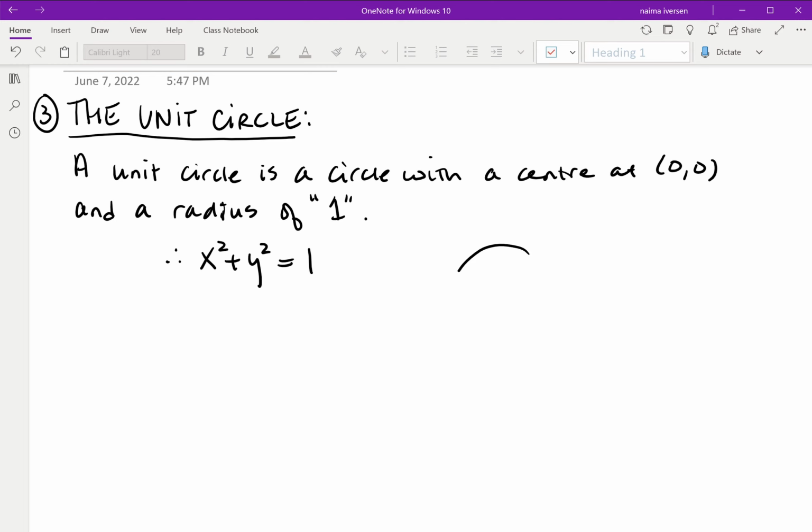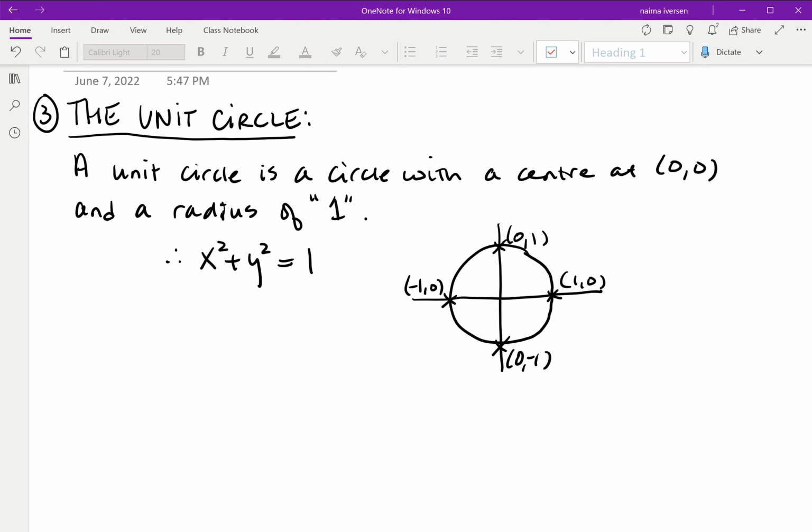If we take a look at the unit circle and I draw the unit circle, it has a center at 0, 0. If I label all the points around the edges here, because my radius is 1, this point right here would be at 1, 0. This point right here would be at 0, 1. This one would be at negative 1, 0, and this would be at 0, negative 1. So this is what the unit circle looks like.